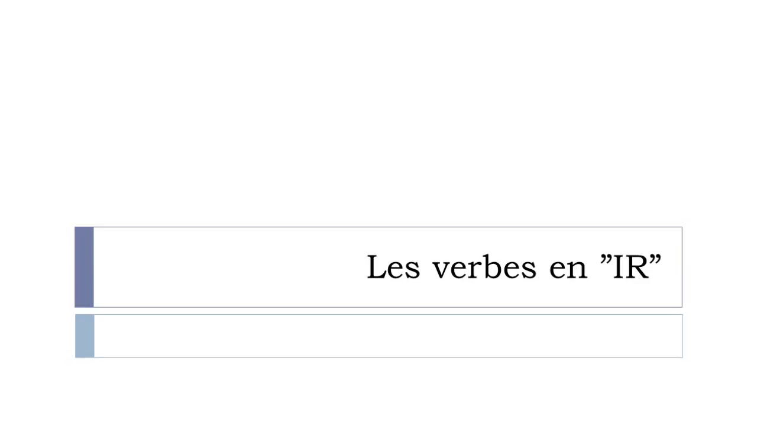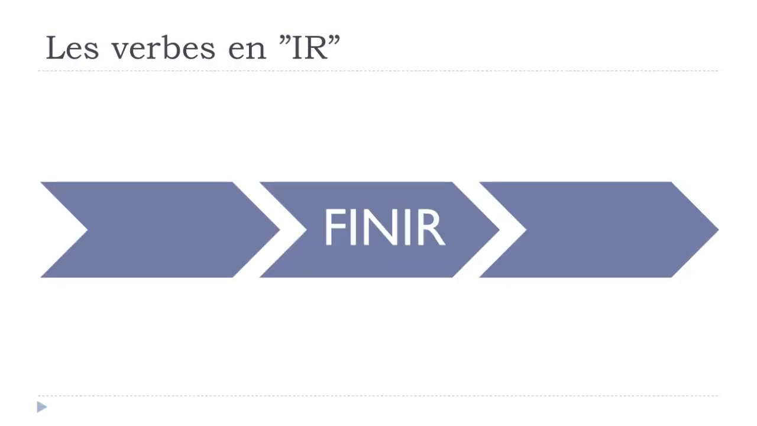In this lesson, we'll see how to conjugate the verbs ending with IR. Not all the IR verbs belong to the second group, but some of them do, and we'll see how to conjugate them in the present. Let's take an example. The example is finir. Finir means to finish.